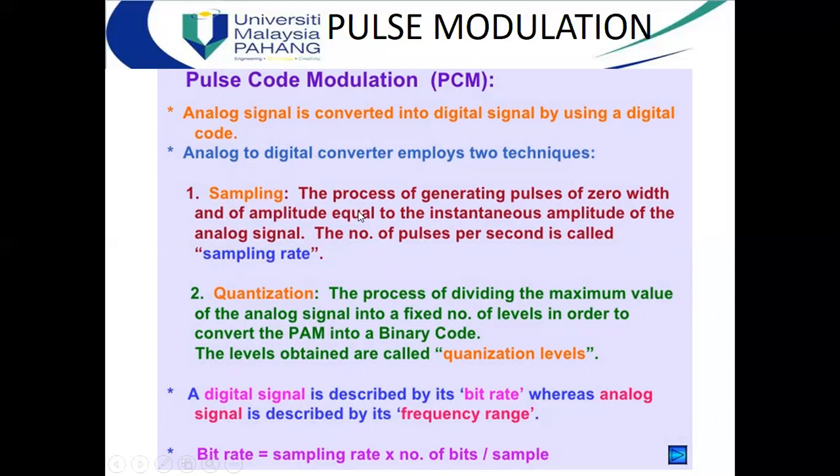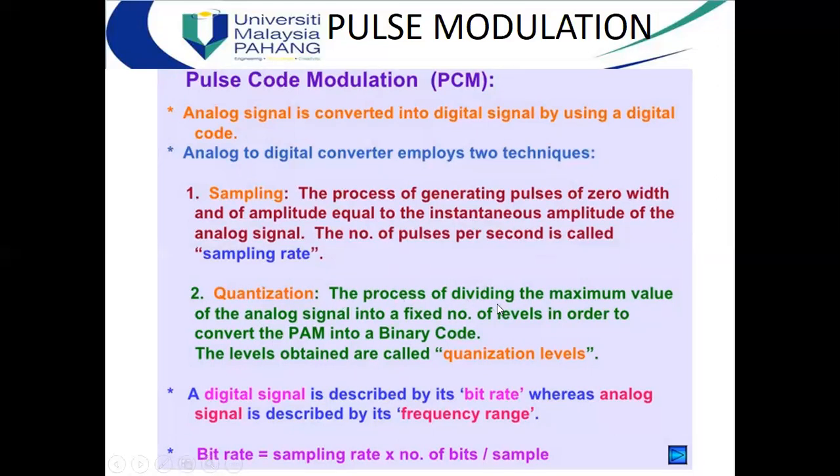Sampling is the process of generating pulses of very small width, almost zero, cannot be exactly zero, but almost zero width, and taking the amplitude. This one we are doing here is PAM, taking the amplitude. For pulse width modulation, taking the width variation, and for pulse position modulation, taking the position variation, with the sampling rate.